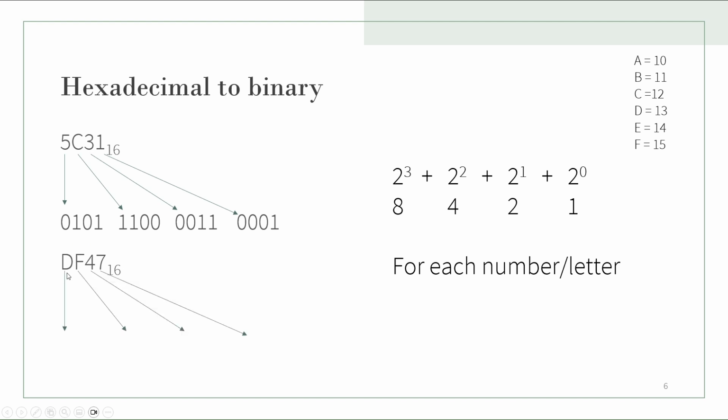Now for this one, D, F, 4, 7, we have 2 letters. So our D is 13. So 8 plus 4 is 12, but we don't need 2 more, we only need 1 more, so we'd have the 1. So it'd be 1, 1, 0, 1 for D. And then F is the highest, so everything gets a 1. So it'd be 1, 1, 1, 1. And then for 4, we only need the 4, so 0, 1, 0, 0. And for 7, we need the 4 plus 2 plus 1 to equal 7, so we need 0, 1, 1, 1.